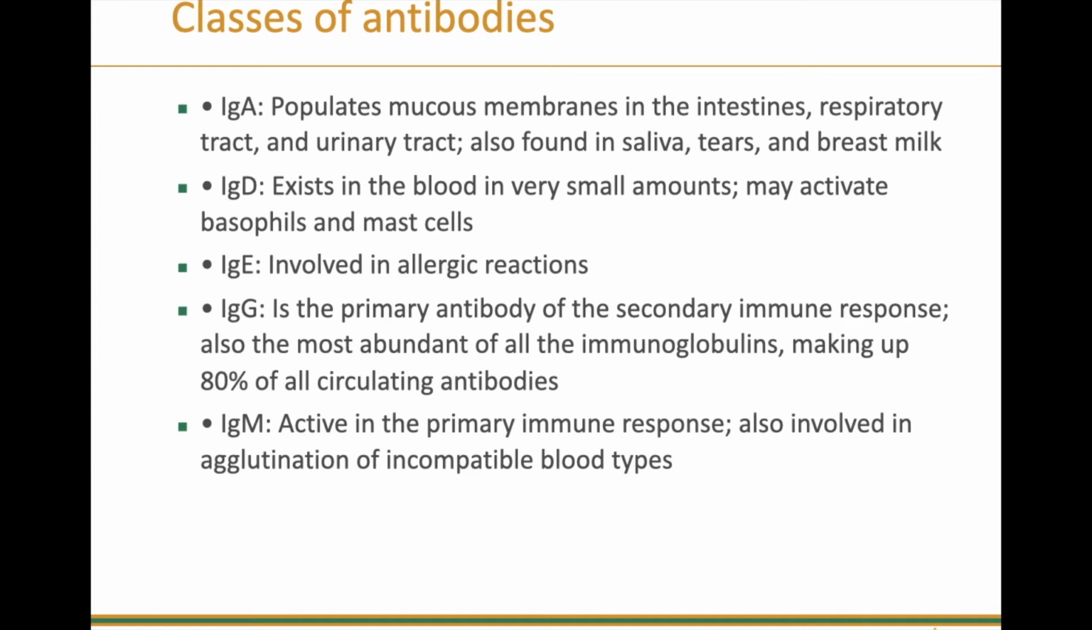IgG is the primary antibody of the secondary immune response. It's also the most abundant of all the antibodies, making up 80% of all circulating antibodies. IgM is active in the primary immune response. It's also involved in agglutination of incompatible blood types. So IgM is kind of the first one produced, and then IgG would be produced second.